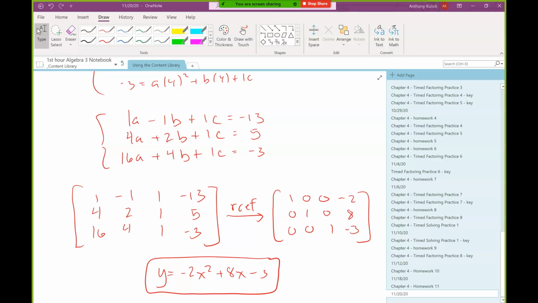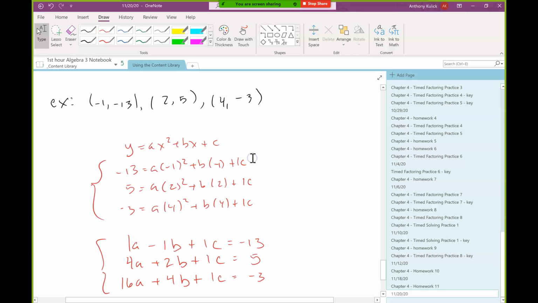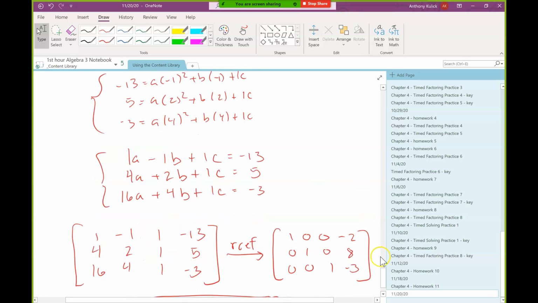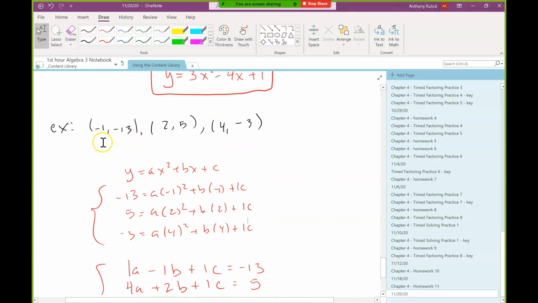Okay, so let's kind of talk through what we did, and then I'll demonstrate again how to do this with our calculator. Okay, so each of these points represents an x and a y. So I took turns with each point plugging the x and y into my standard form equation. So the negative 13 went in for y, and the negative 1 went in for x to give me my first equation. And then 5 went in for y, and 2 went in for x to give me my second equation.